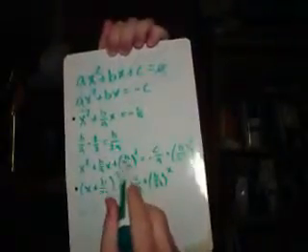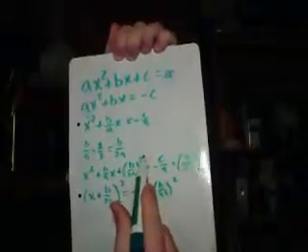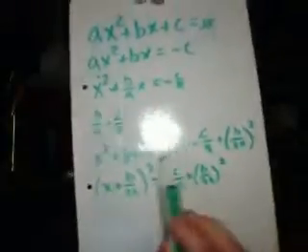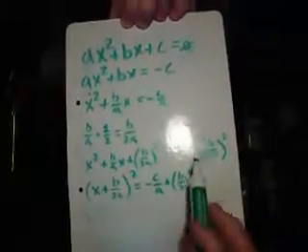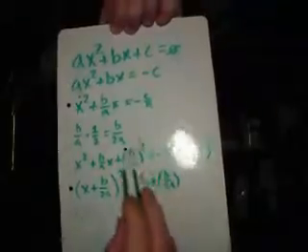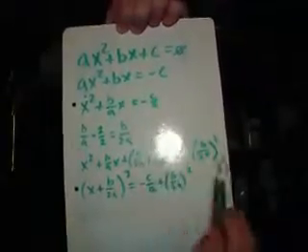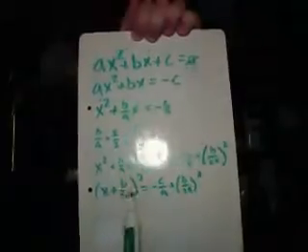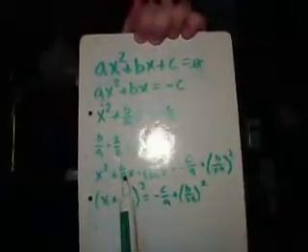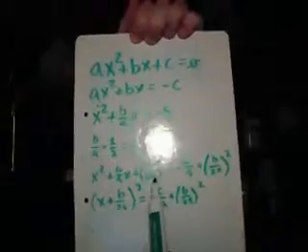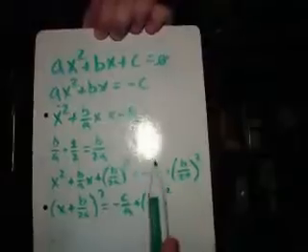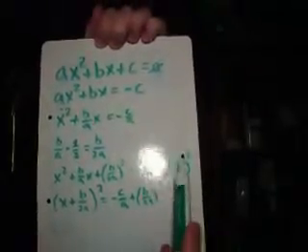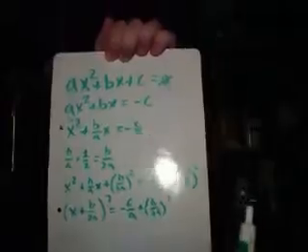Let's go on here. You see how we have b over 2a squared here? We are actually adding this to this side of the equation, and we're going to add this to this side of the equation. So we're adding the same amount here, which is b over 2a squared, to both sides of this equation. So now you have x squared plus b over a x plus b over 2a squared. And on this side of the equation, you have negative c over a plus b over 2a squared.